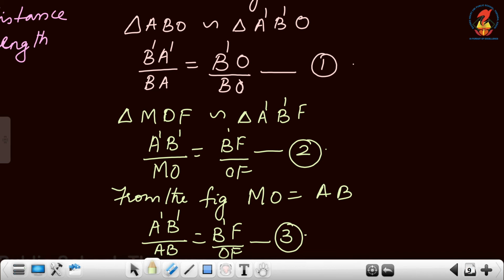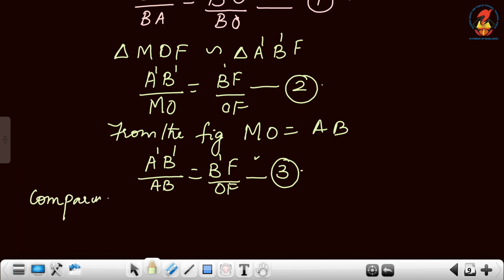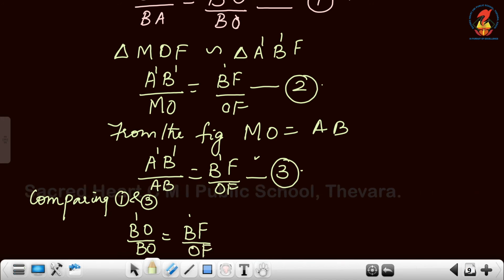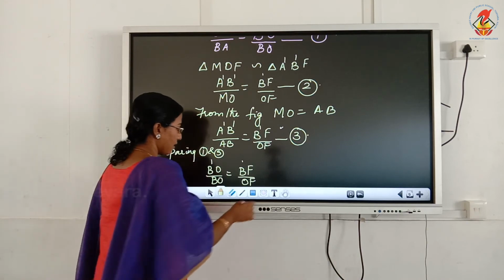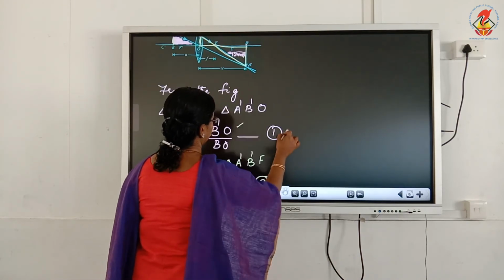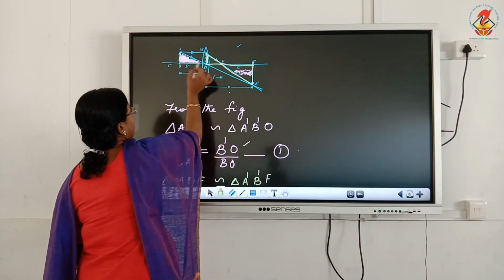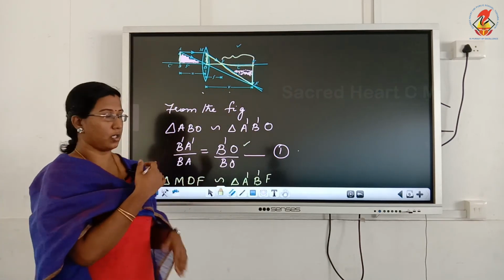So the left hand side of equation 1 and 3 are the same. So comparing equation 1 and 3, we get B dash O divided by BO is equal to B dash F divided by OF. Now, our aim is to formulate an equation using U, V and F. Now, if you look at this diagram, B dash O is the image distance, BO is the object distance, but what is BF? We don't know what BF is, so we have to convert BF into the known terms.